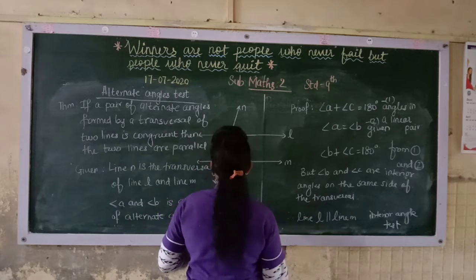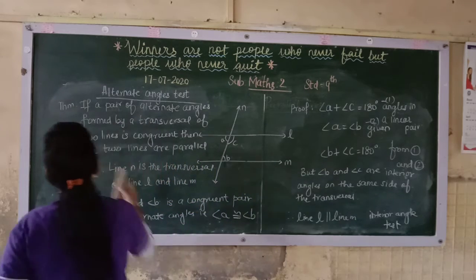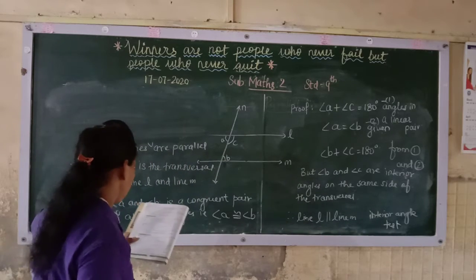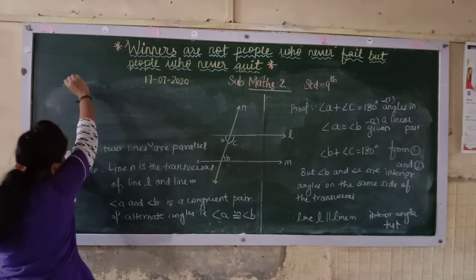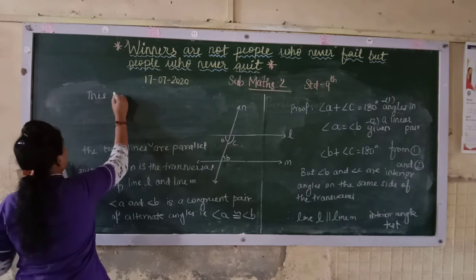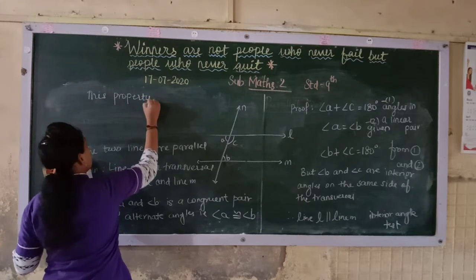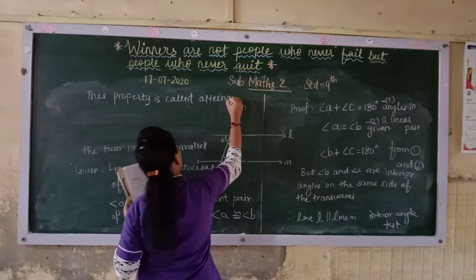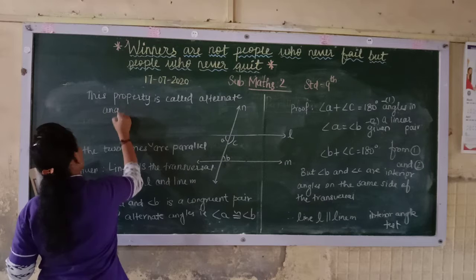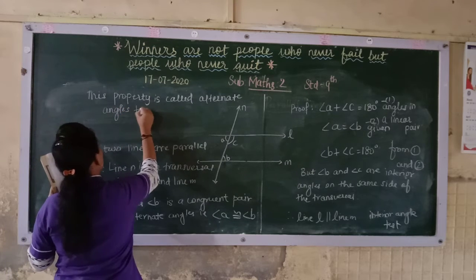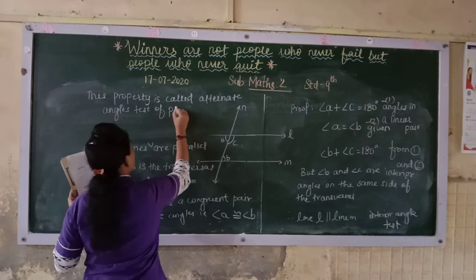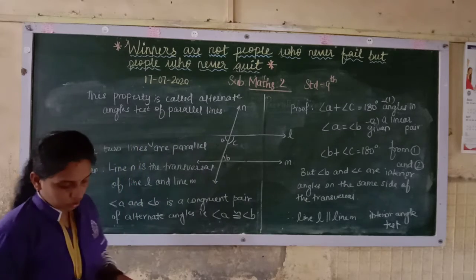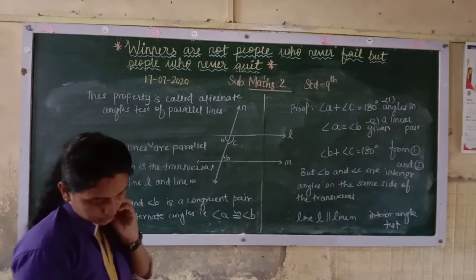So this property, what you will write further? This property is called alternate angle test of parallel lines. So this is there on page number 20 of your textbook. You can refer that.